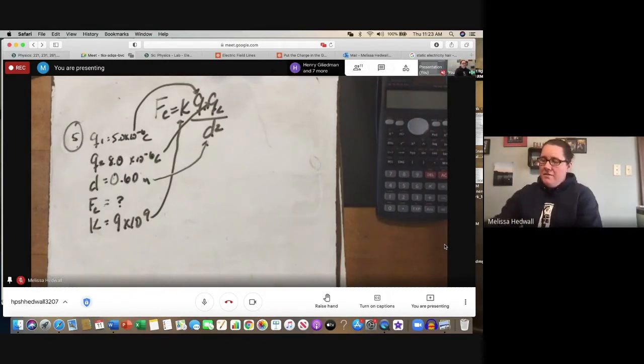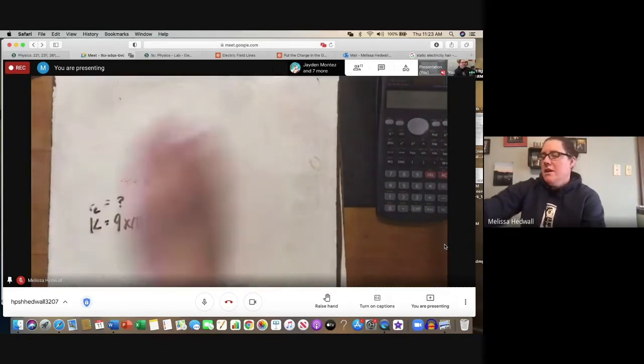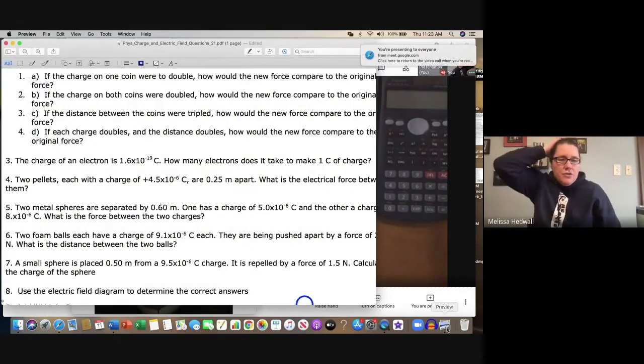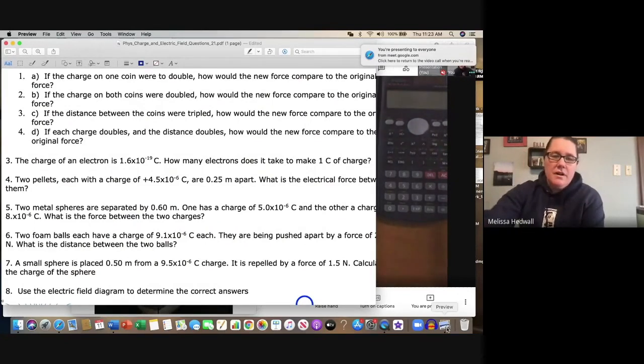Six and 7 both involve rearrangements. And so let's erase all of that. Number 6 asks, two foam balls each have a charge of 9.1 times 10 to the negative 6 coulombs. So Q1 equals 9.1 times 10 to the negative 6 coulombs. Q2 also equals 9.1 times 10 to the negative 6 coulombs. And it says that they're being pushed apart by a force of 2.0 newtons.